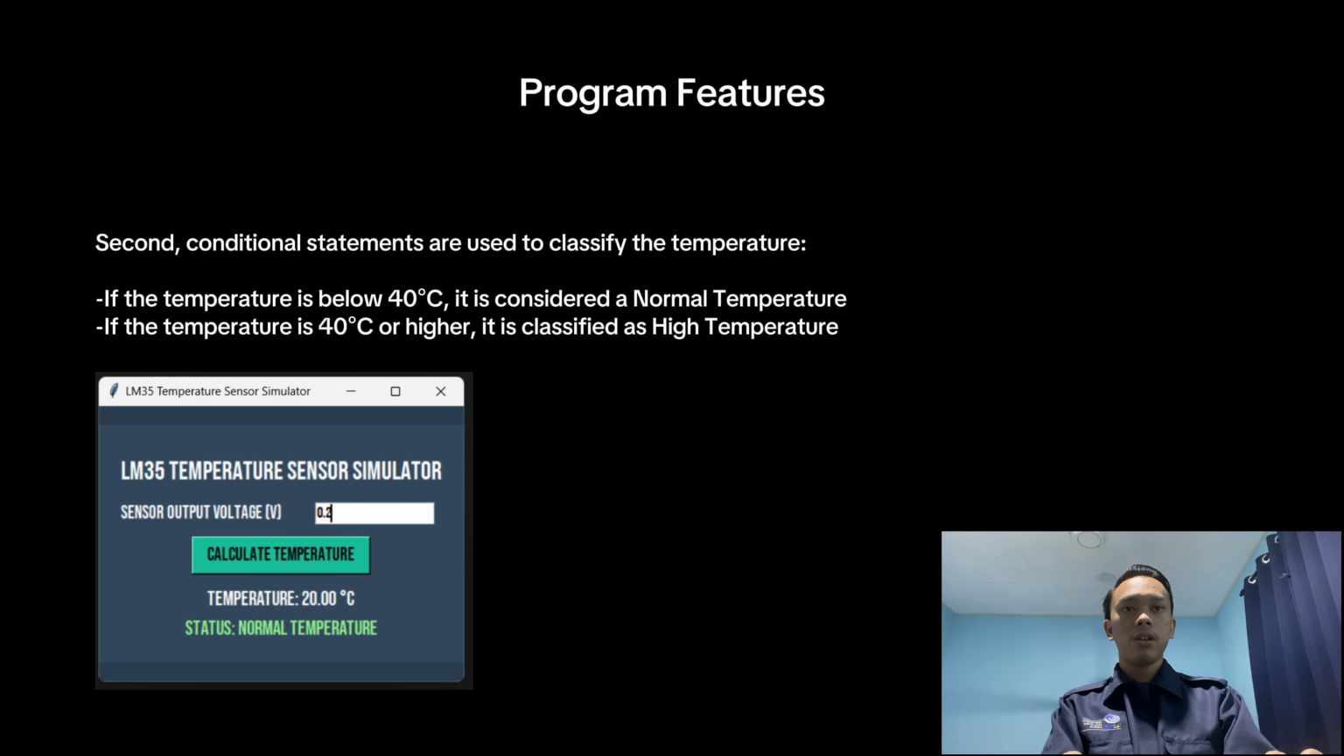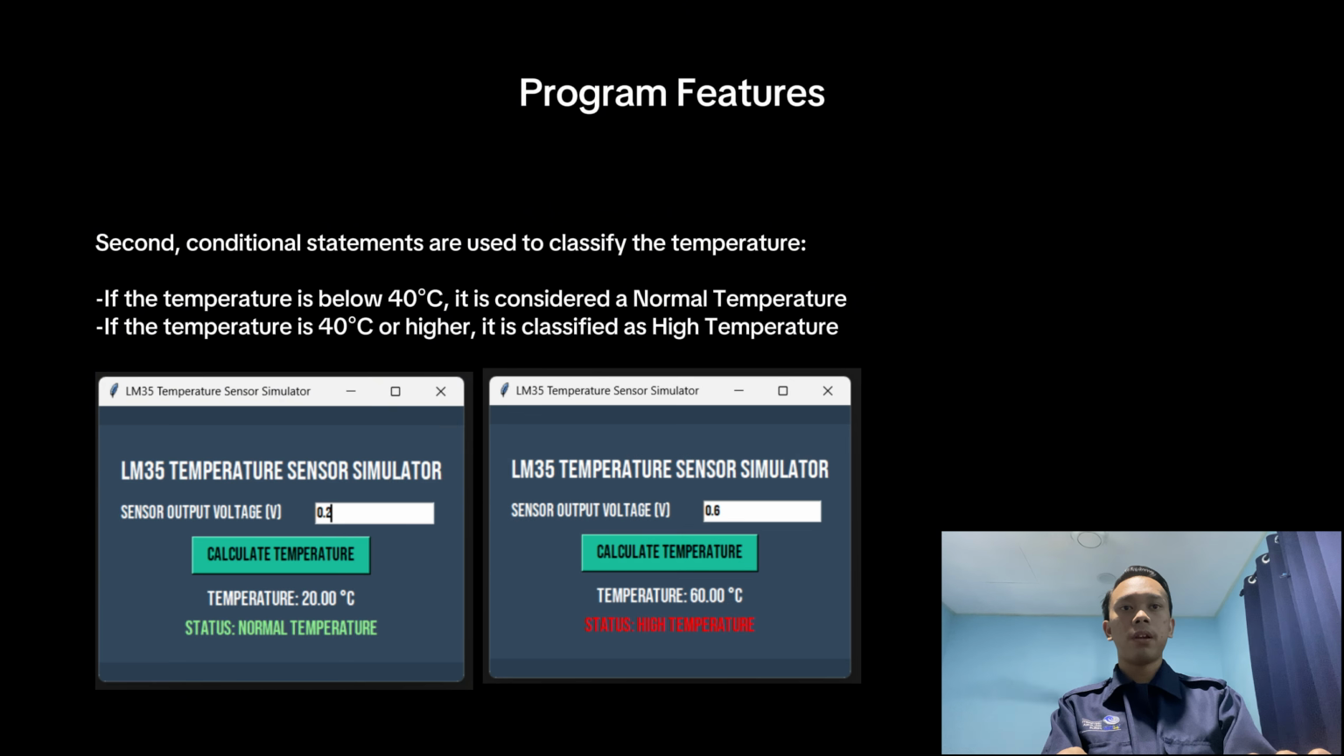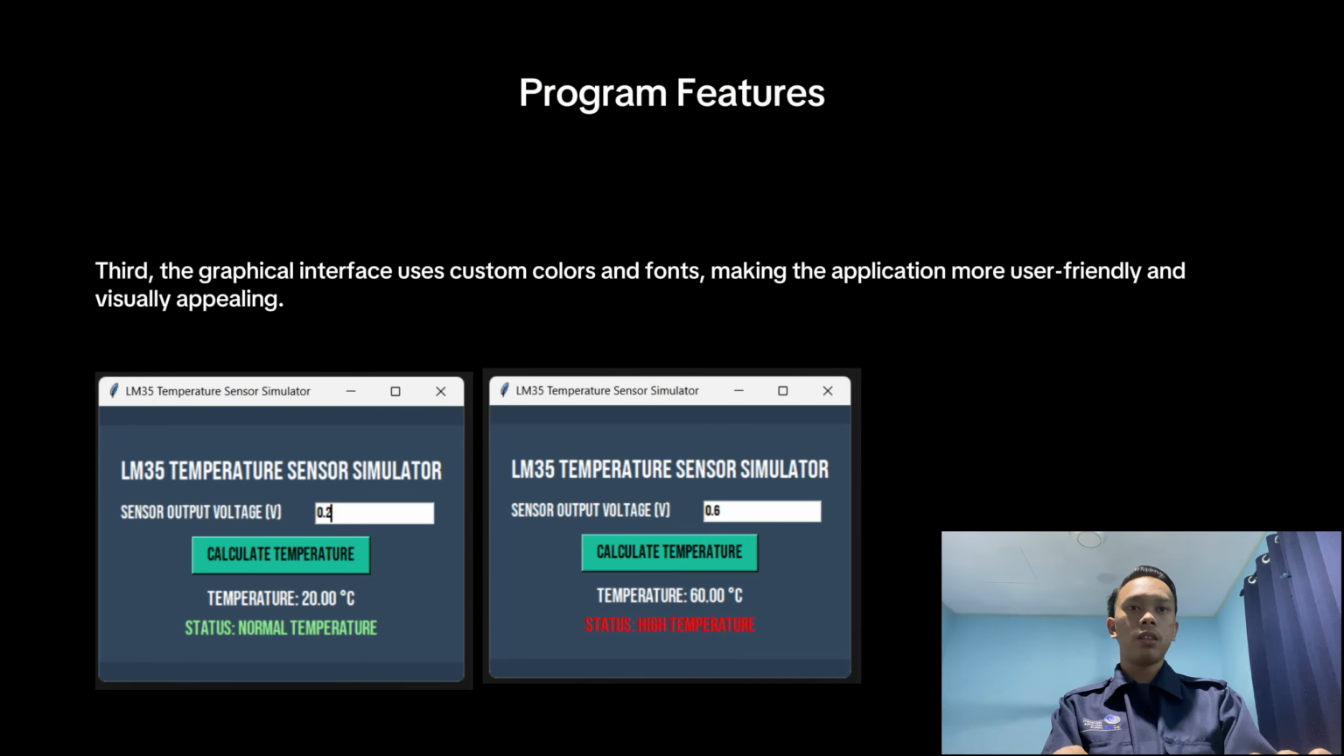Second, conditional statements are used to classify the temperature. If the temperature is below 40 Celsius, it is considered a normal temperature. If the temperature is 40 Celsius or higher, it is classified as high temperature. Third, the graphical interface uses custom colors and fonts, making the application more user-friendly and visually appealing.